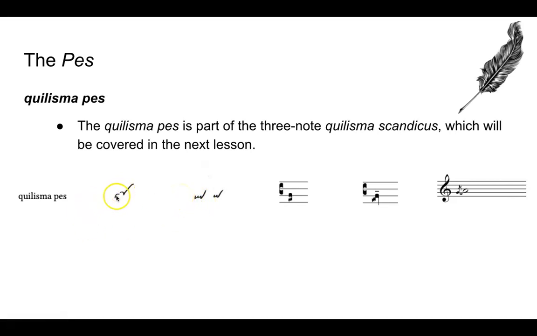It has this appearance in the Messine neumes. And take a moment to notice what it looks like in the modern notation. It's a shorter note followed by a longer note. And we'll return to this when we discuss a couple of other neumes in just a minute.